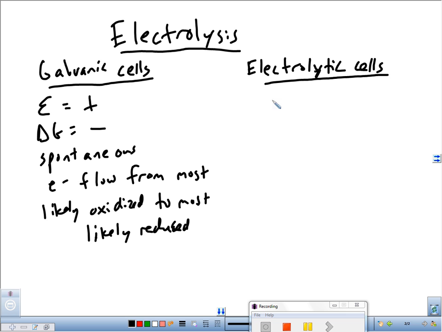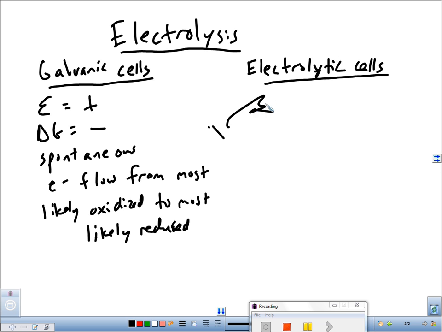Electrolytic cells are the opposite. Rather than us getting energy from it, we're putting energy into it to try to reverse the flow of electrons. This is what happens every night when you plug in your phone. You are reversing the flow of electrons by putting energy into it. All right?